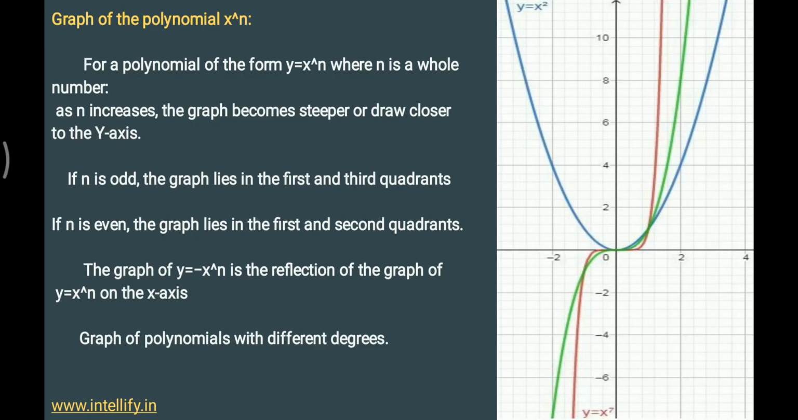And graph of the polynomials with different degrees. It depends on the different degrees. Here we can see the graph of y equal to x square and y equal to x power 7. Here we can see that it is in the first and second quadrants, as well as in the third quadrant. So this is called the graph of polynomial x power n.